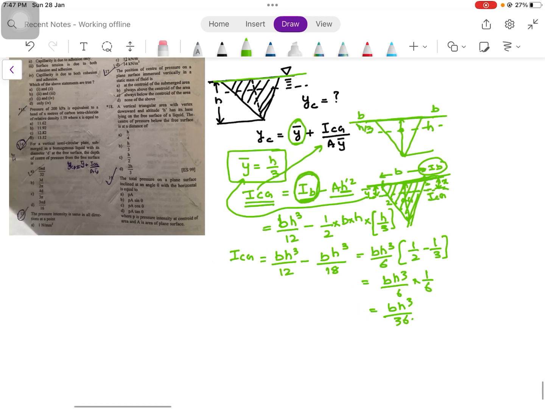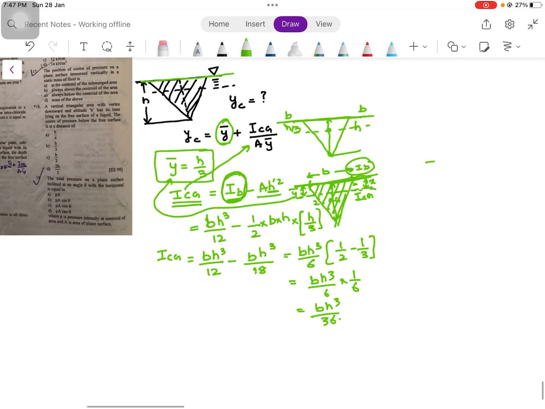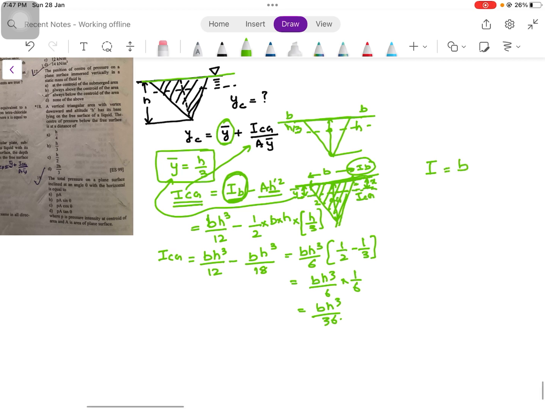Like in the previous case, in question number 14, we had to use the moment of inertia about an axis passing through the center of a circle, which was pi d to the power of 4 upon 64, and in case of a semicircle it would have been exactly half of the moment of inertia for a circle. So we have just found out ICG.